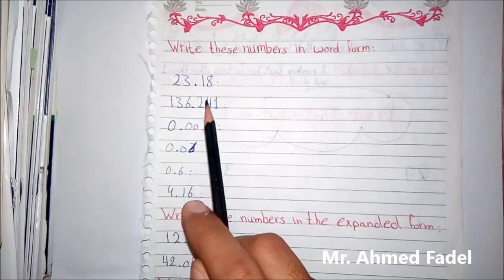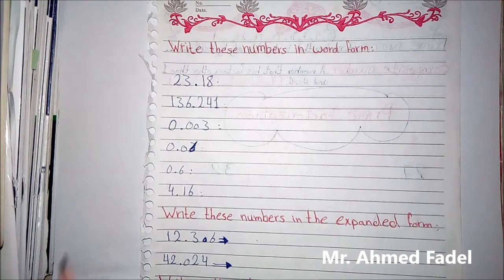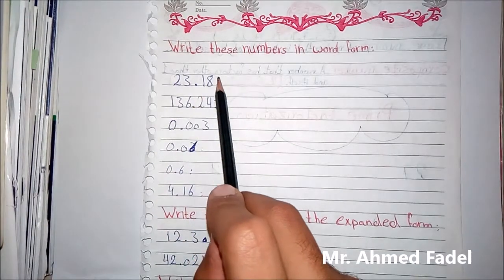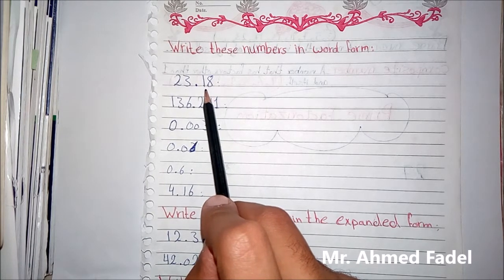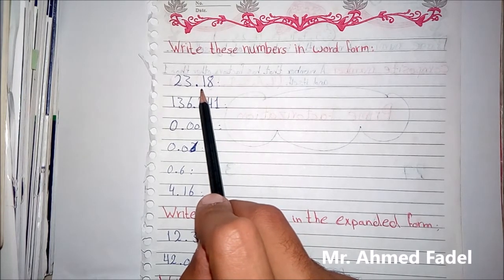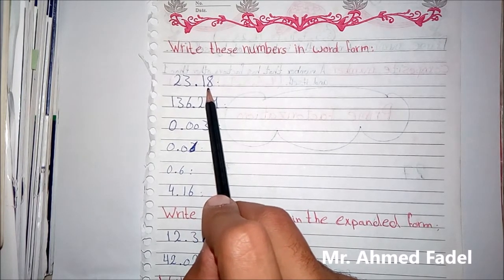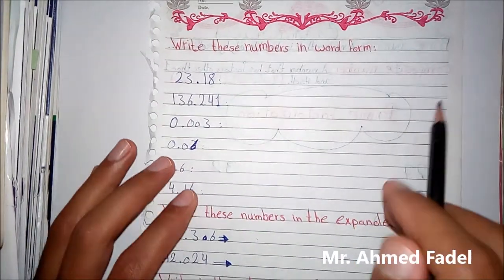Oh, he remembered another thing that is really important, and Mr. Ahmed mentioned to the class that if you want to give this a name, you just ask yourself about the place value of the last digit after the decimal point. So the last digit here, the place value of it, is that this is tenths and this is hundredths, so it's hundredths. Yes, so it's 23 and 18 hundredths.